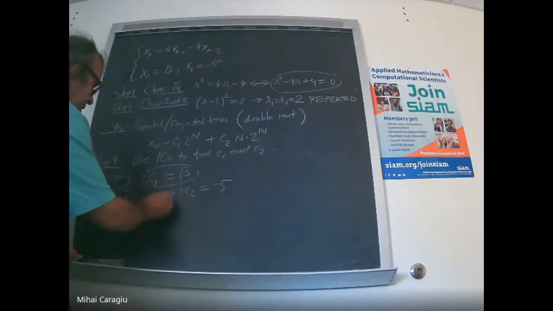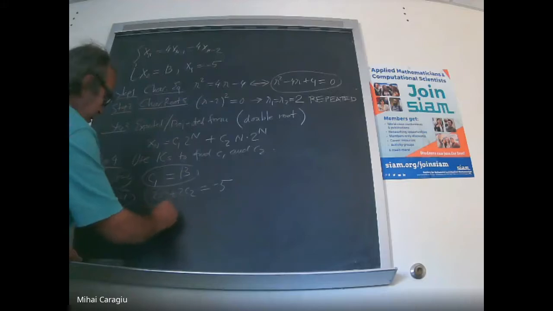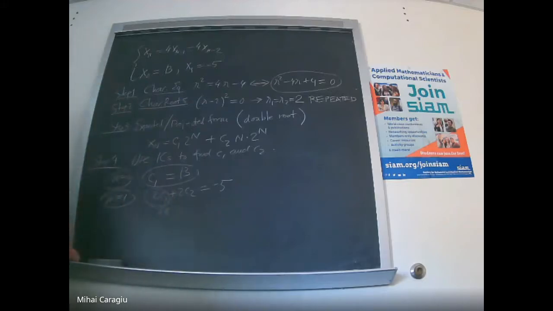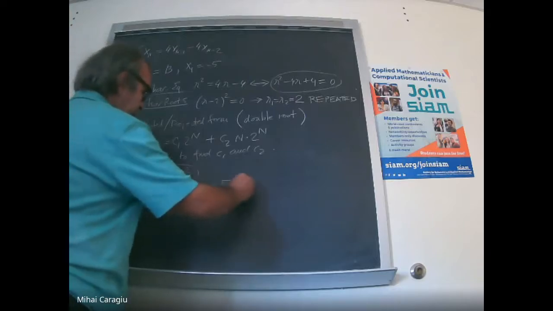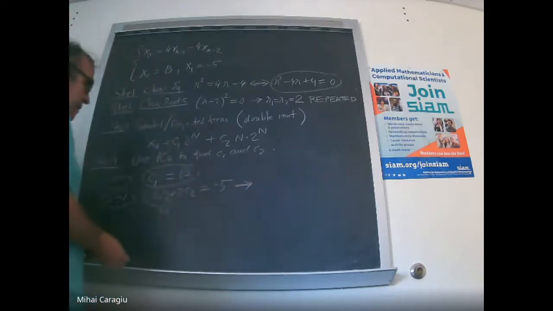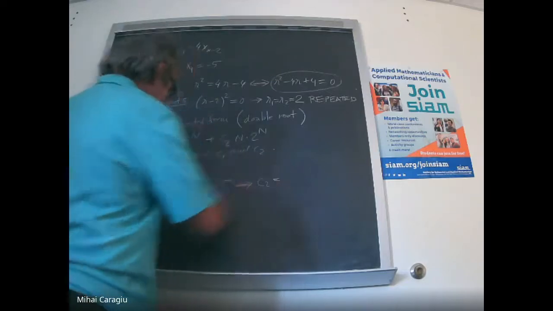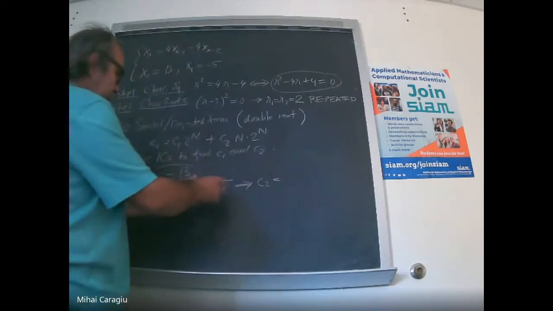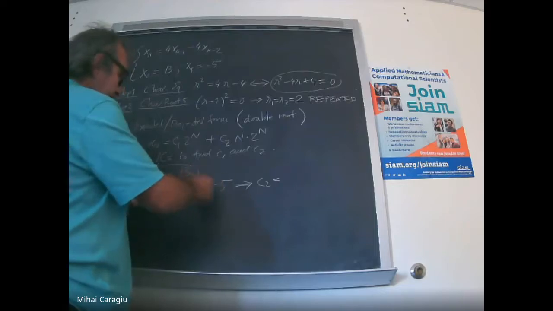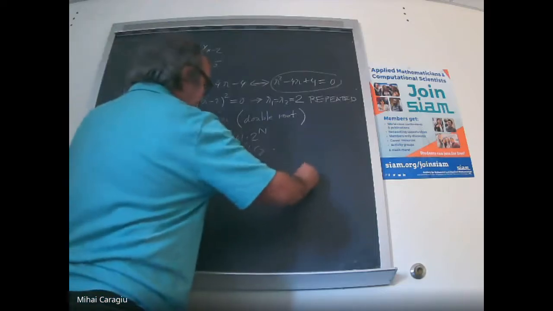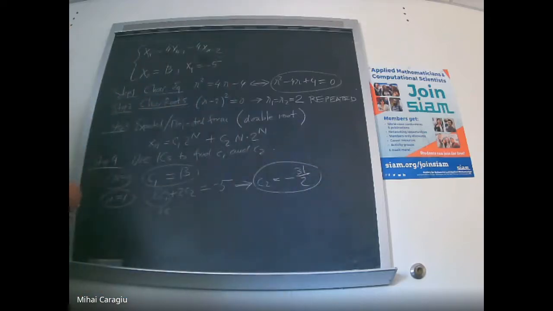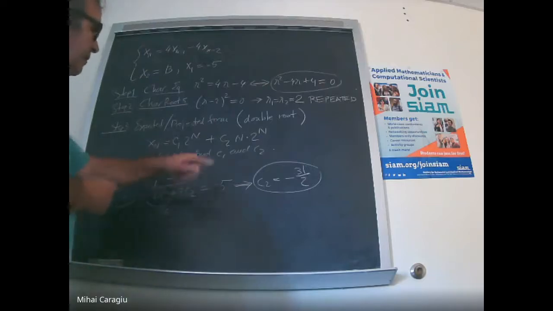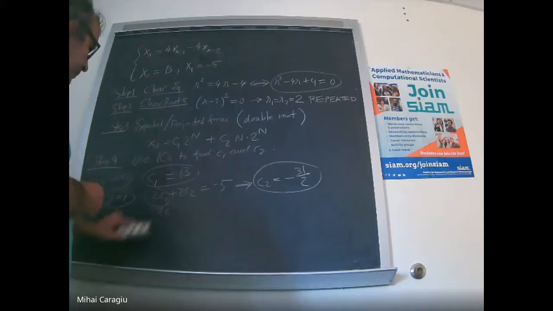And now 2c1 will be 26. And 26 plus 2c2 equals minus 5. So this implies c2 equals, move 26 from left to right, minus 26 minus 5 is minus 31, so minus 31 over 2 is c2. So we just use the initial conditions to find c1 and c2. Here they are: c1 equals 13, c2 equals minus 31 over 2.